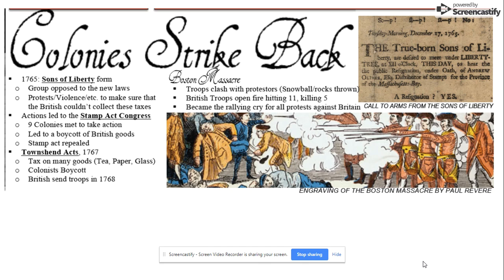You get the famous engraving by Paul Revere that shows the evil British troops and the commander telling them to fire on the poor citizens. And there's a little dog in the picture. So that's like the rallying cry.